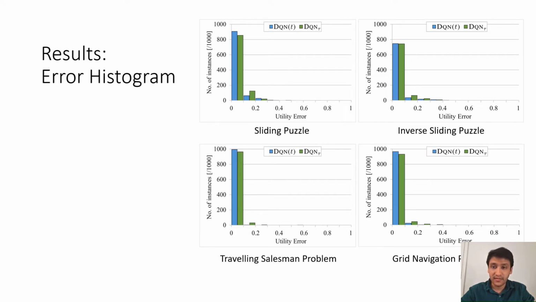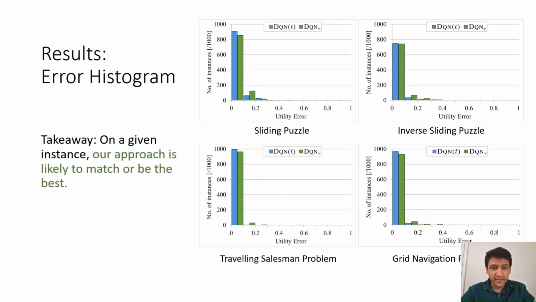On sliding puzzle domain, the utility error for both of our approaches is 0 for more than 800 out of 1000 instances. This means that on a given instance, our approach is highly likely to either match or exceed the performance of the best baseline approach. These results are similar across the benchmark domains. The takeaway from this slide is that across the benchmark domains on a given instance, our approach is highly likely to either match the best approach or be the best approach.